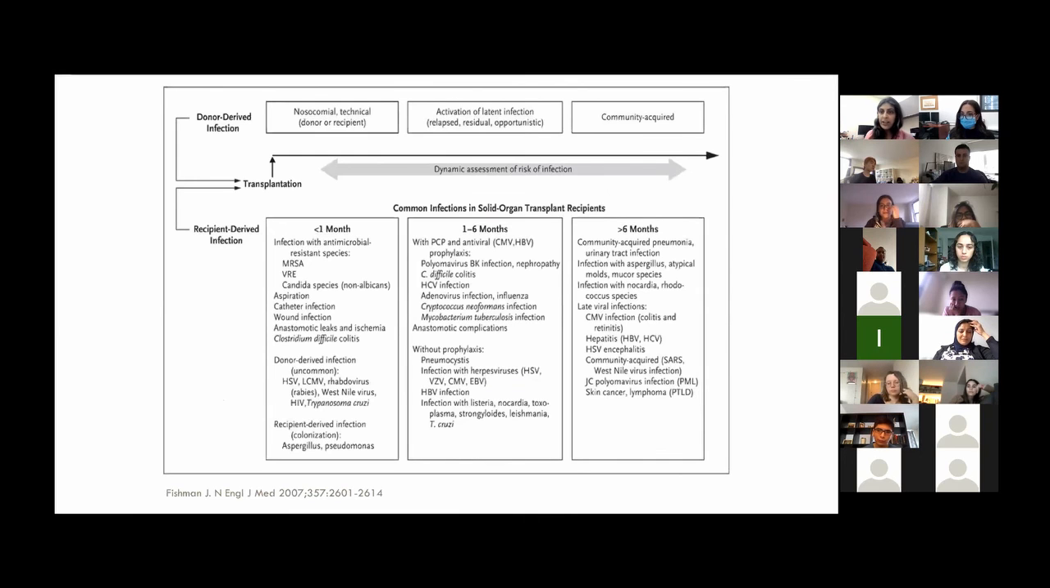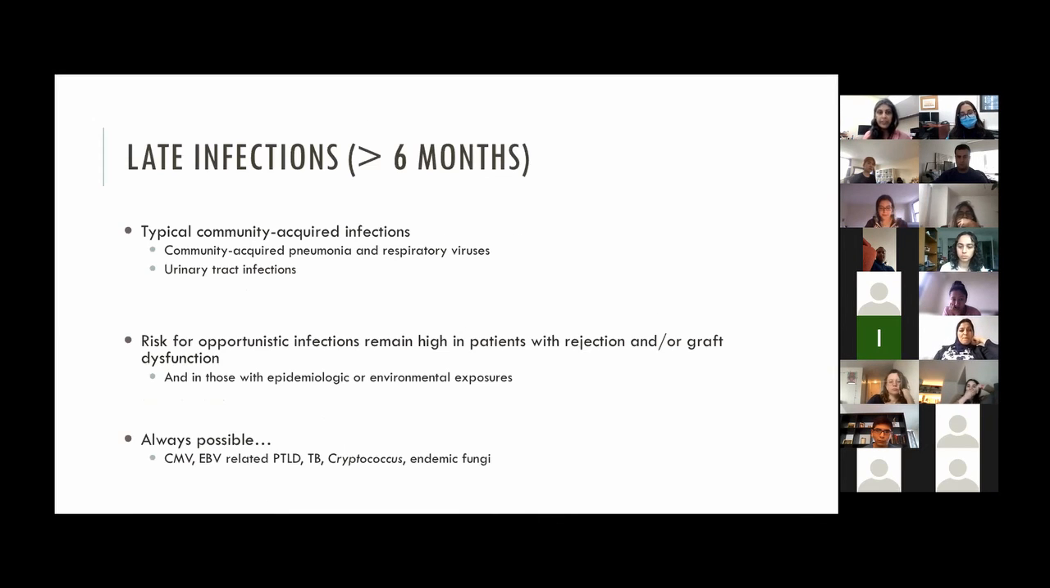Going to move on to talking about the late phase, greater than 6 months. Typically after 6 months is when we start to think about community-acquired pneumonia, respiratory viruses, more community-acquired infections, because that's when patients go back to living their lives. But you also at this point still want to think about the risk of OIs, because it's still possible in this time period, especially if patients have been treated for rejection. Many of the cases I presented today, you saw patients were further out from transplant.